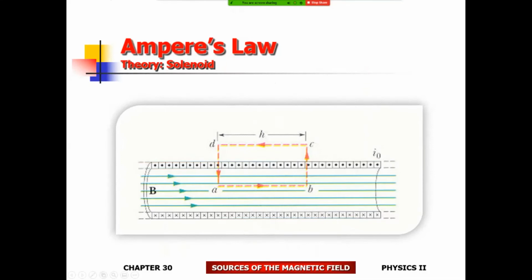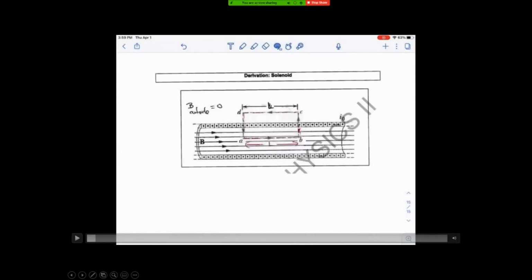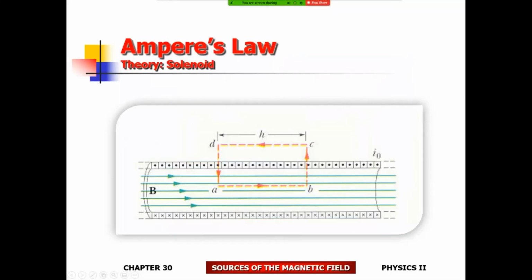All right, so solenoid is the one that we're dealing with. So my slides are kind of slightly out of order. Okay, so this is another application of the Ampere's law.